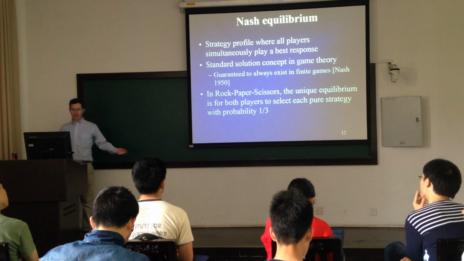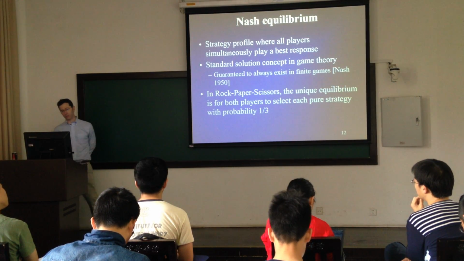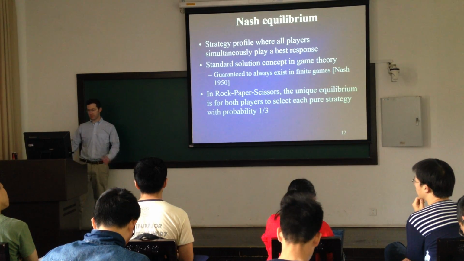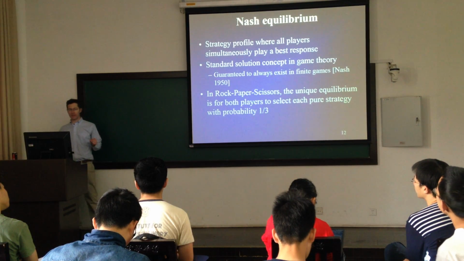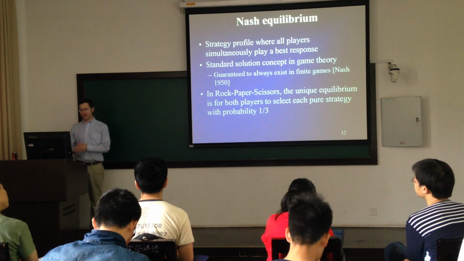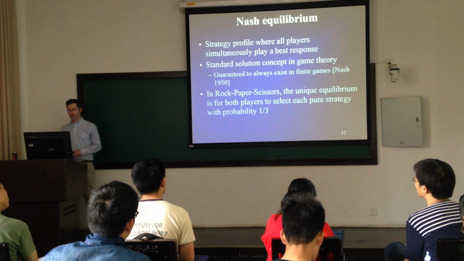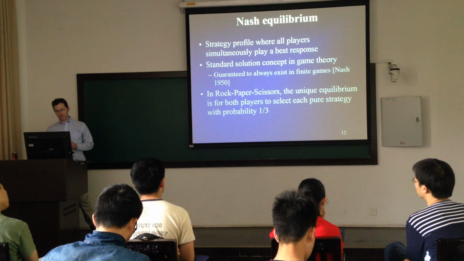In the rock, paper, scissors game, there's a unique Nash equilibrium, and it's for both players to randomize a third, a third, a third. It's pretty easy to see. If the player didn't do this, if you put more weight on rock, then he would want to put all his weight on paper, and then you wouldn't want to play rock anymore, so anything else wouldn't be a Nash equilibrium. In general, of course, there could be many equilibria, not just one.